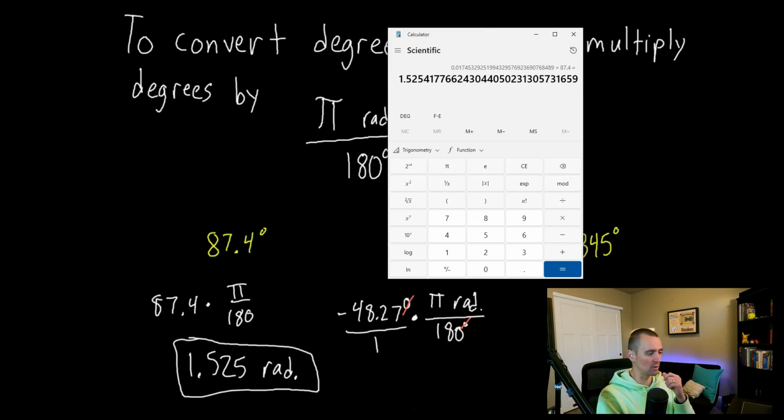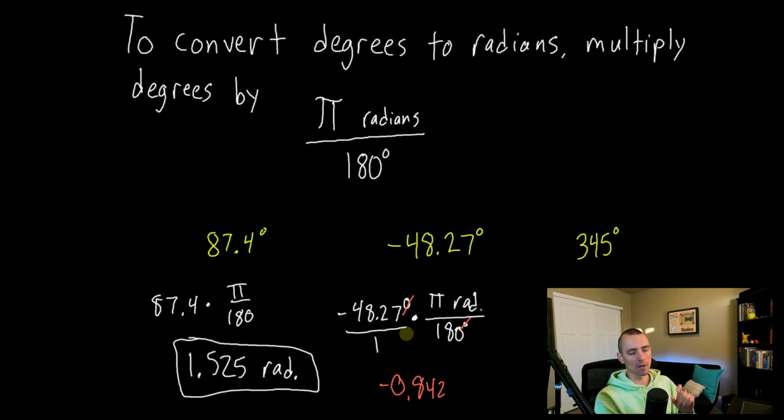So if we actually do that calculation again, if we do 48.27, but then we'll make it negative, and then multiply that by pi, and then divide that by 180, we'll end up with negative 0.842. But we also want to keep in mind, look at what units we have. Our degrees canceled each other out, but we still have radians. So we still have our unit of radians.